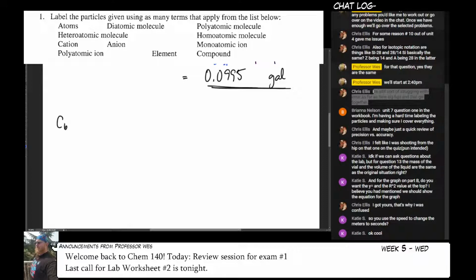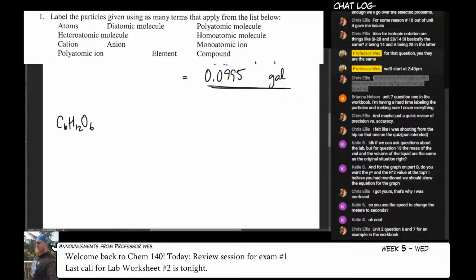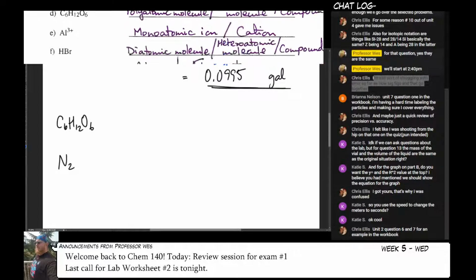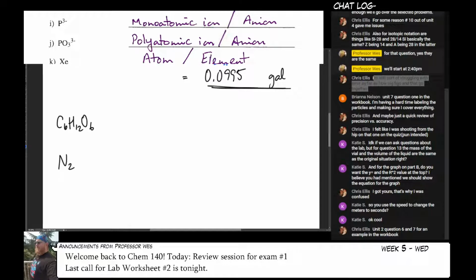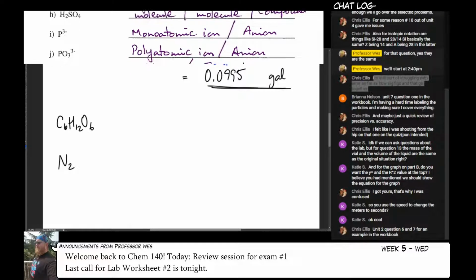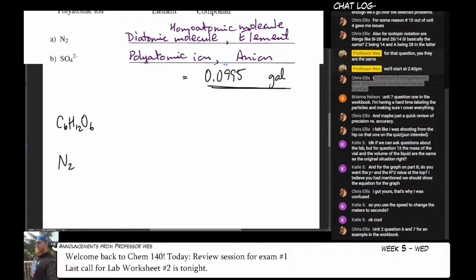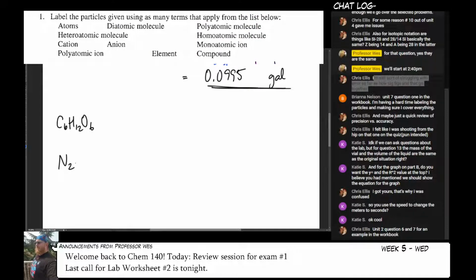So I'm going to pick this. I'm going to pick this. I'm going to pick ammonium. And then I like this one too. So I'm going to just pick these, and we'll just go through the checklist.